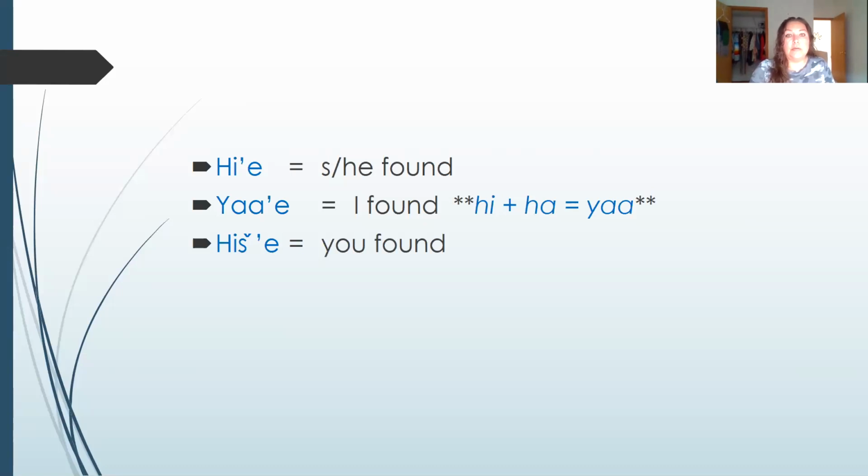Okay, so this is how the verb hi'e conjugates. Hi'e is he or she found or finds. Ya'e, I found or find. Now this one, he and a ha equals a ya. So it's ya'e. And then hish'e, you found.